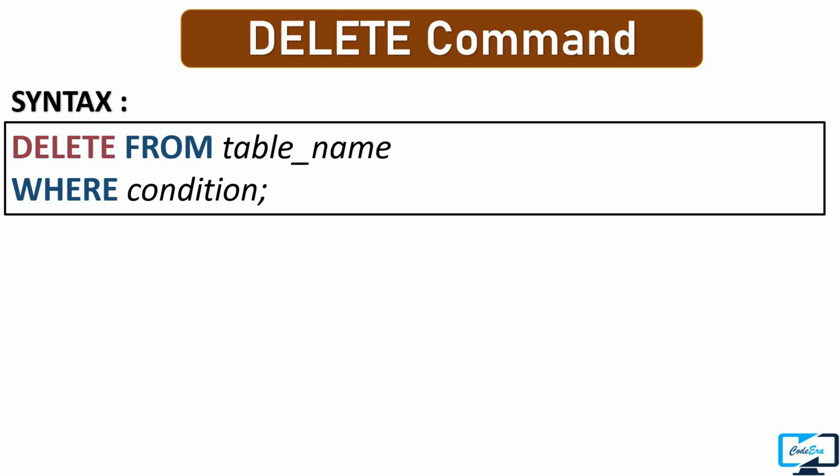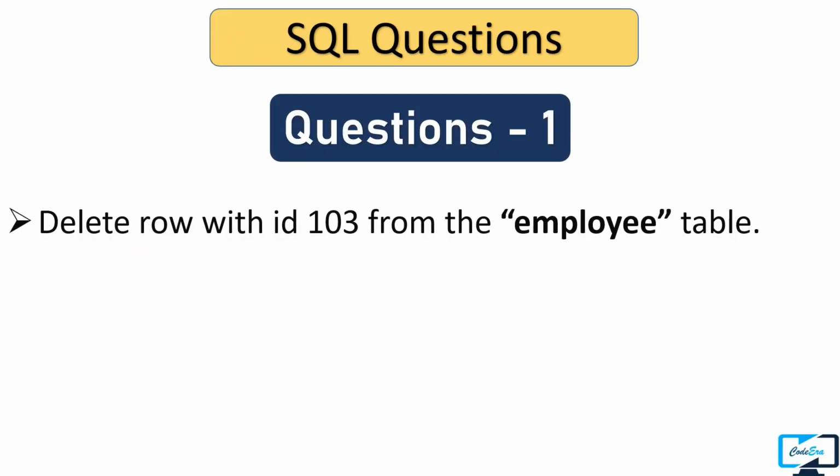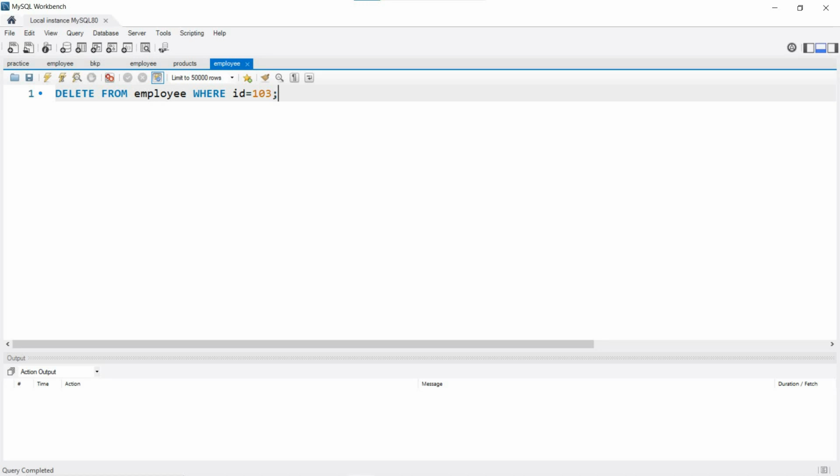So guys, this is our employee table with 5 columns, which are ID, name, salary, department and date of birth. And here we also have 10 rows in our table. Now we want to delete a row from the employee table which has ID equal to 103. This is a very easy query. We just have to write DELETE FROM employee WHERE ID = 103. This query will delete the row from the table where the value of the ID column is 103.